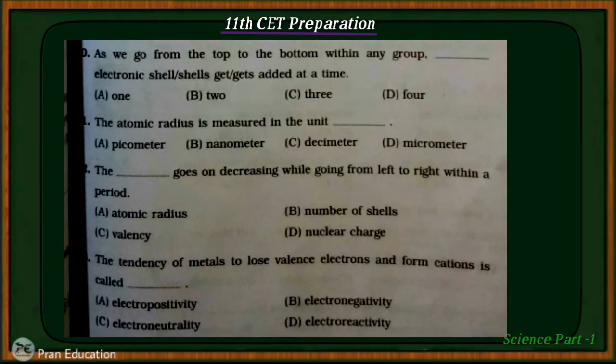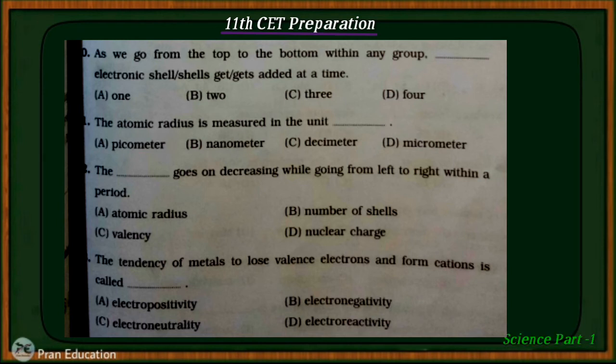10th, as we go from top to bottom within any group, dash electronic shells get added at a time. Options A, 1, B, 2, C, 3, and D, 4. The correct option is option A, 1. 11. The atomic radius is measured in the unit dash. Options A, picometer, B, nanometer, C, decimeter, and D, micrometer. The correct option is option A, picometer.